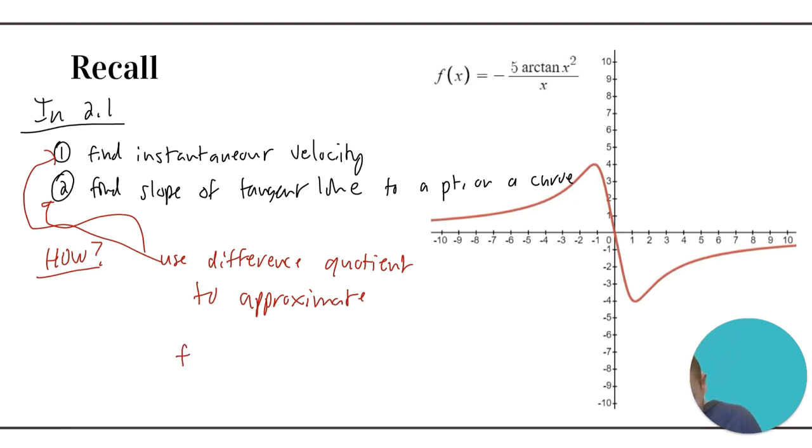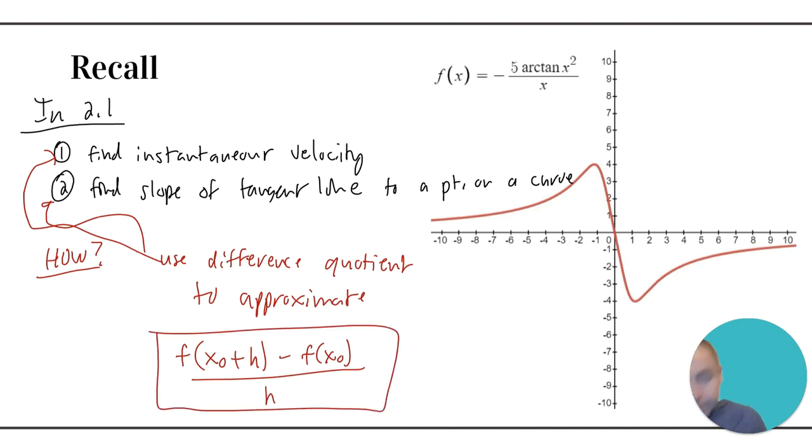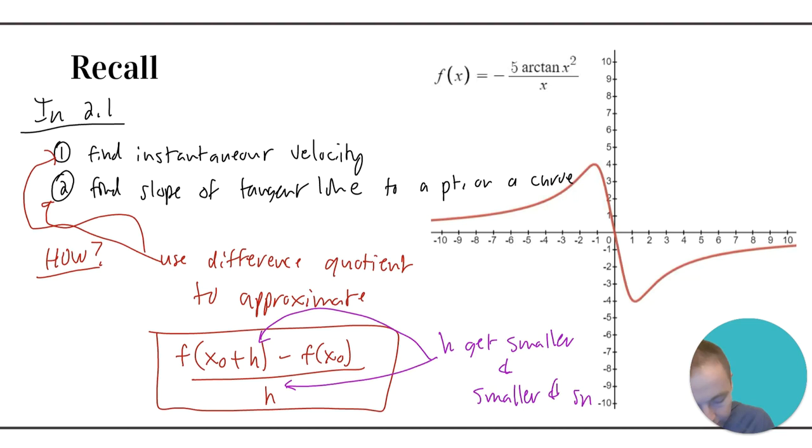So we should recall what that difference quotient looks like. At the point x sub 0 that we're trying to find the instantaneous velocity at, or the slope of the tangent line to, this is what we end up getting if the increment is h. Ultimately, what we wanted to have happen is we wanted to make h get smaller and smaller and smaller, and as that h got smaller, we'd eventually hopefully be converging on the instantaneous velocity or the slope of the tangent line at that particular point.